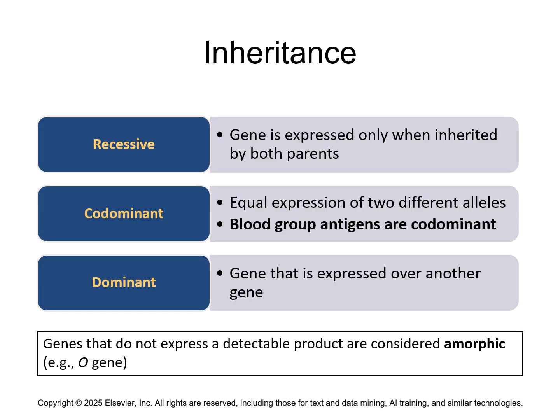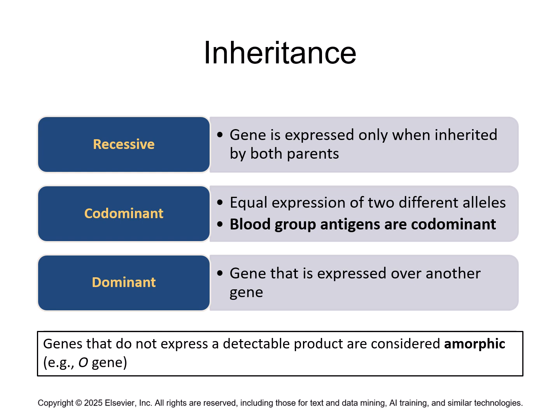A recessive gene is a gene that's expressed only when it's inherited from both parents. A codominant gene, which is the example for our blood group antigens, shows equal expression of two different alleles. Blood group antigens are considered to be codominant. A dominant gene is a gene that's expressed over another gene.